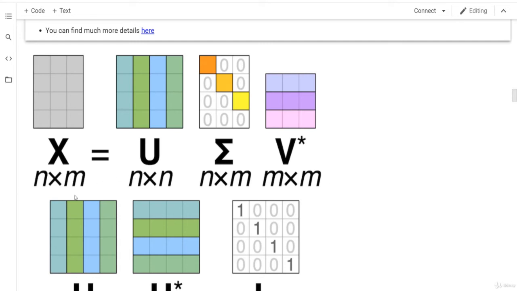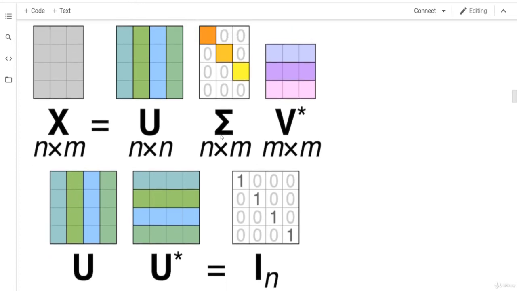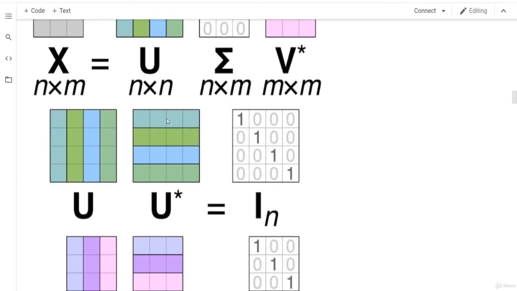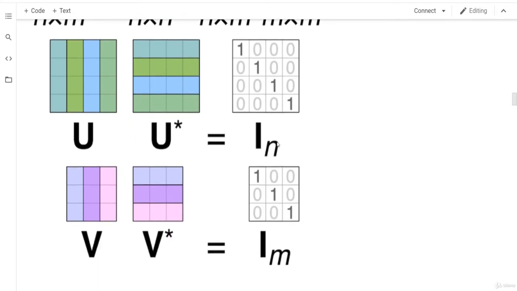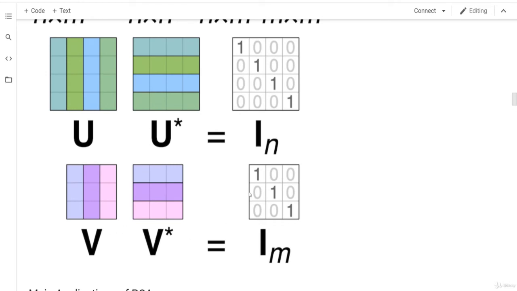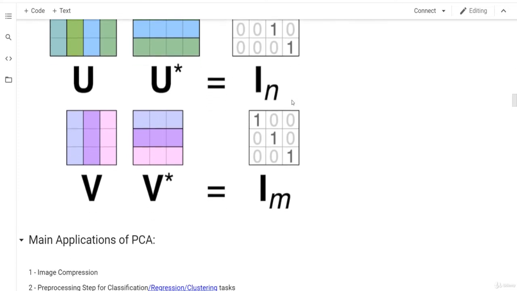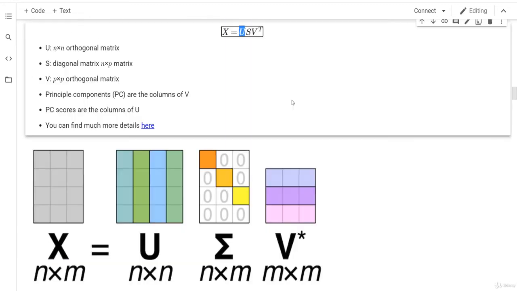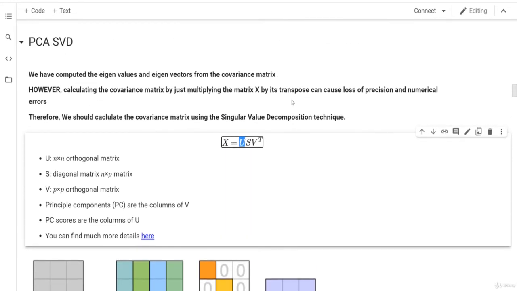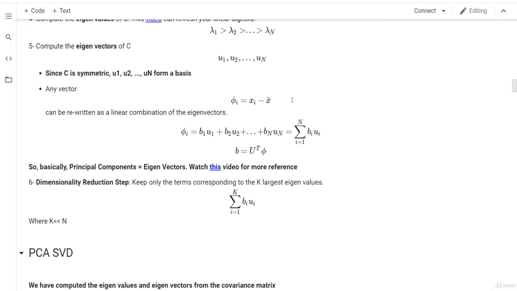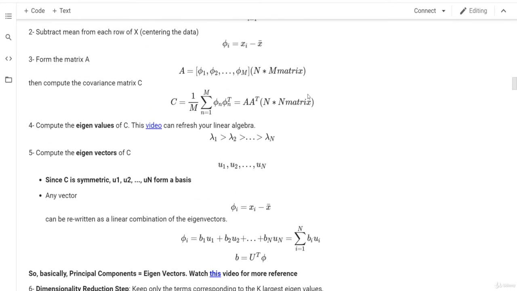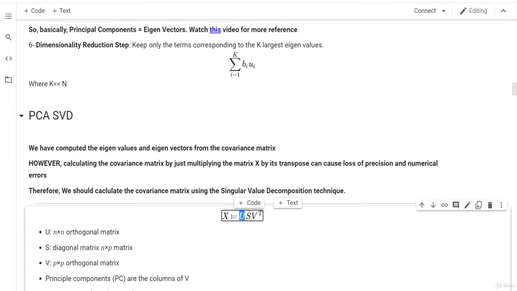The output will be n times m. If you want to know more details, U times U transpose is equal to the identity matrix, and V times V transpose is also equal to the identity matrix. This is the identity matrix: we have 0 everywhere and 1 on the diagonal. So this is basically the singular value decomposition technique, and this is the difference between computing the covariance matrix just like this, and calculating it using singular value decomposition.